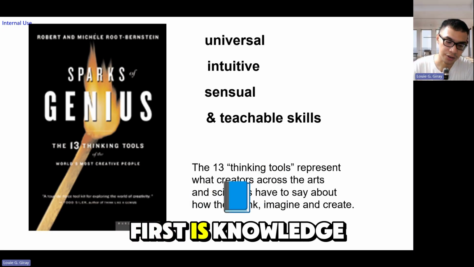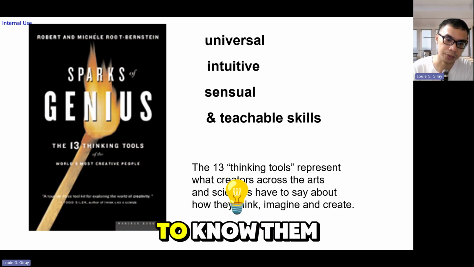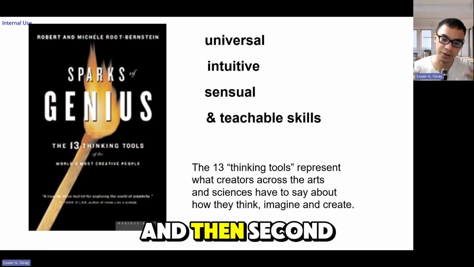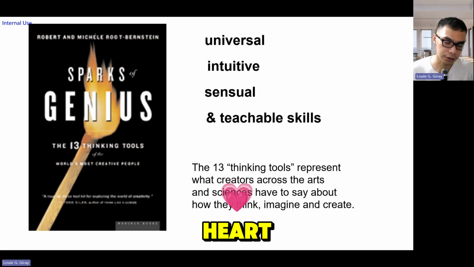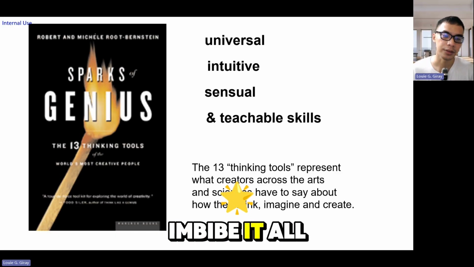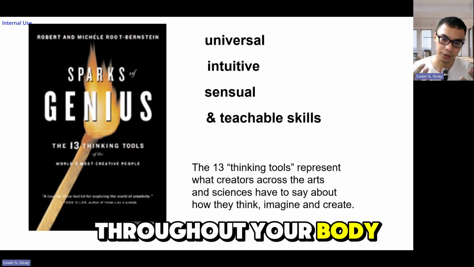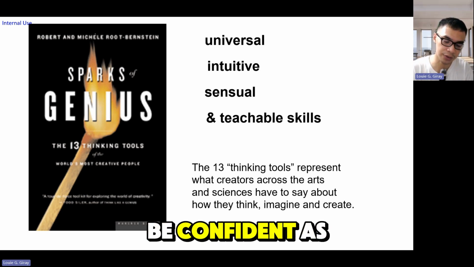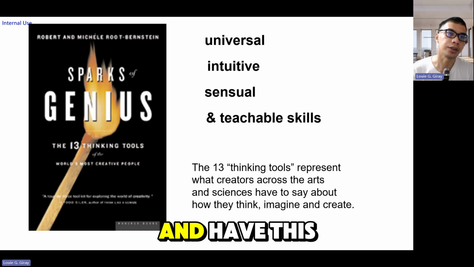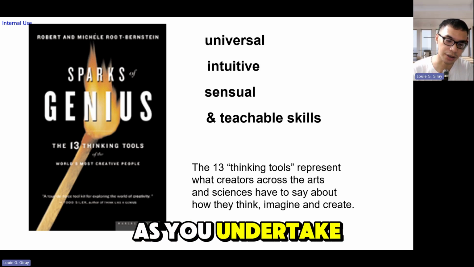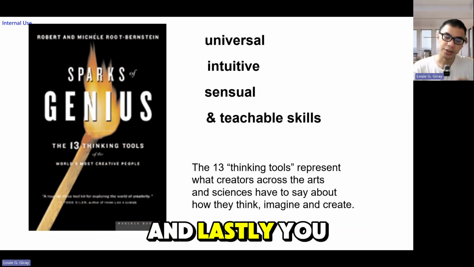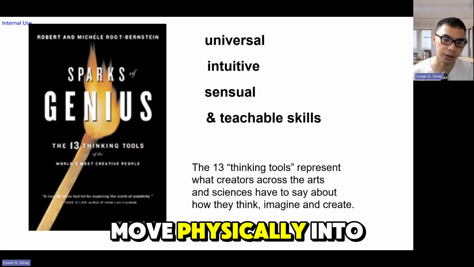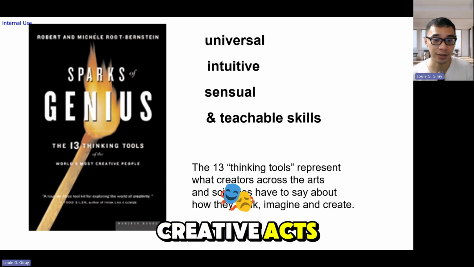And we need to make them explicit, and so you know exactly how to become creative. First is knowledge. We will try to know them, and then second is coming from the heart. You need to imbibe it all throughout your body and be confident as you and have this conviction as you undertake any creative endeavor. And lastly, you move physically into creative acts.